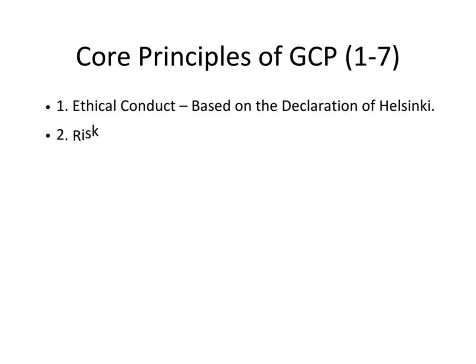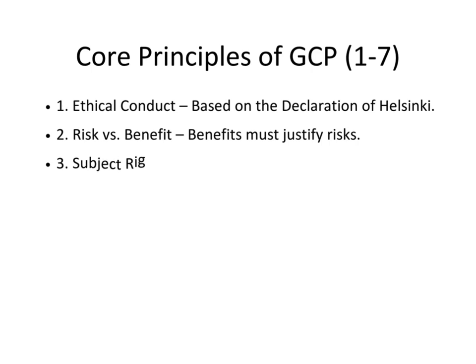2. Risk versus benefit. Before a trial begins, you must weigh the anticipated benefits, both to individual subjects and to public health, against the known or potential risks. Only when benefits justify the risks should a study proceed. 3. Subject rights, safety, and well-being. These come first, always. The interests of science, the company, or even society must never override the rights, safety, and well-being of trial participants.